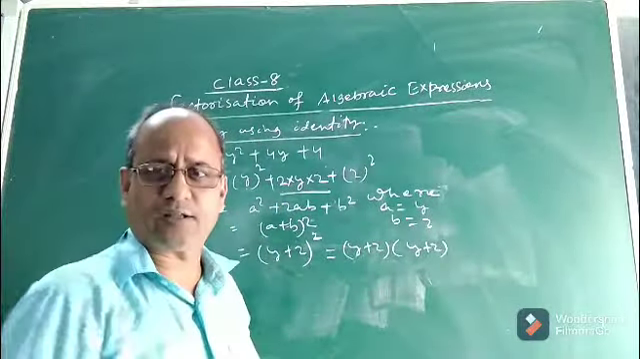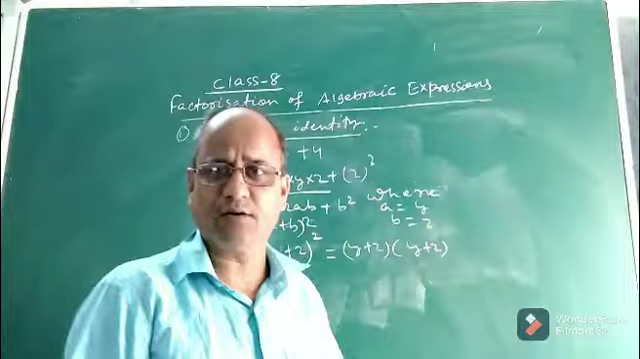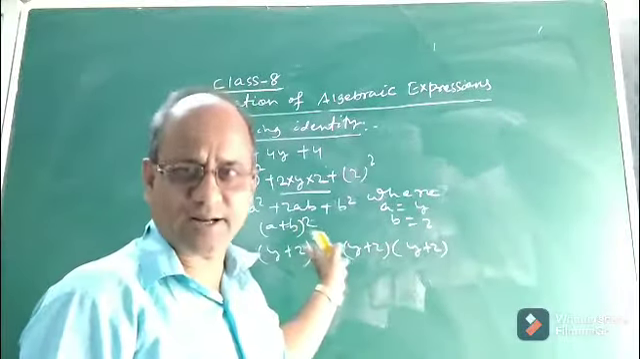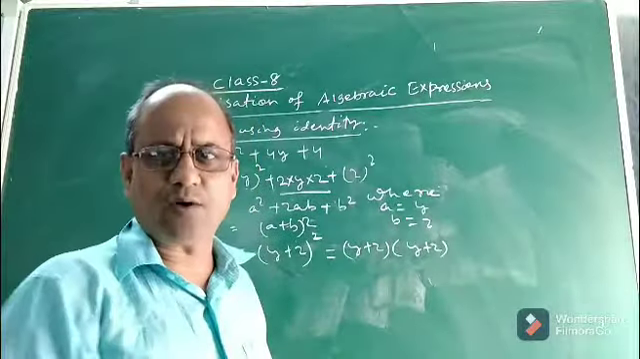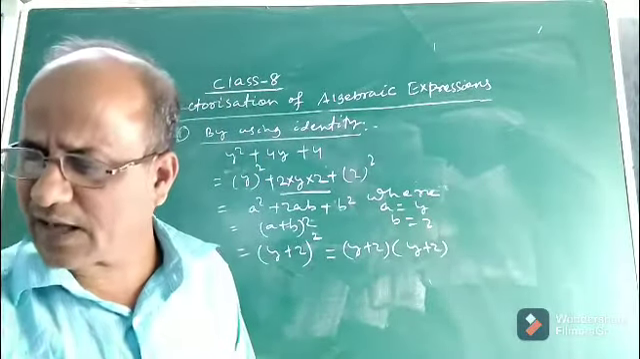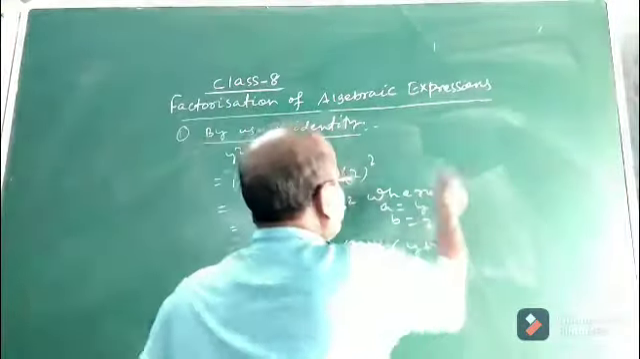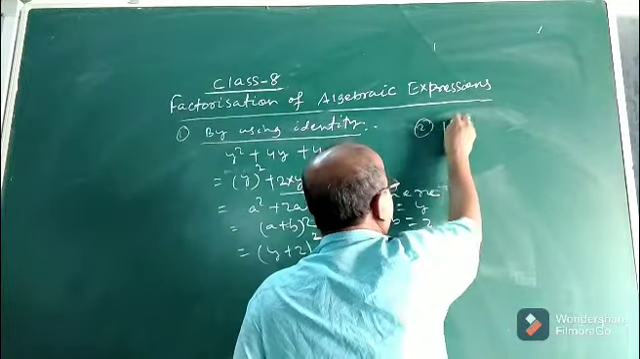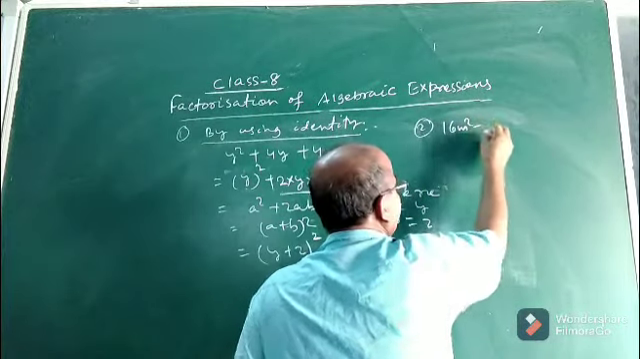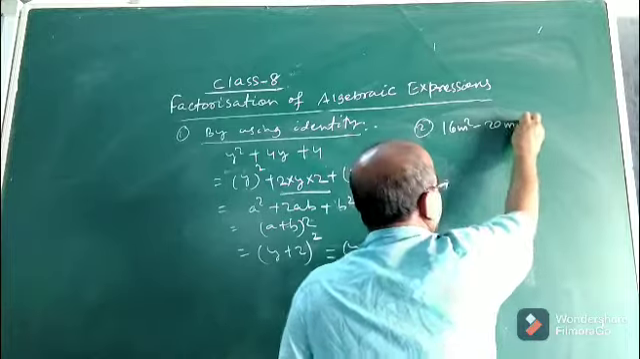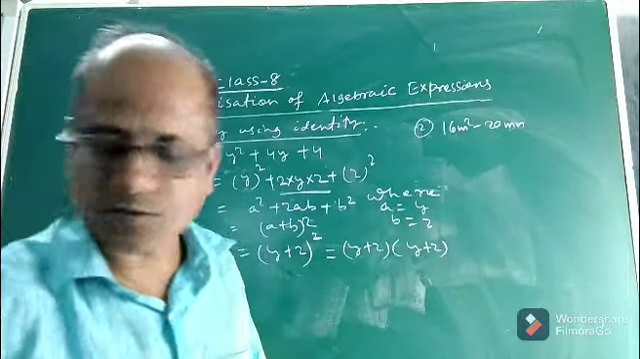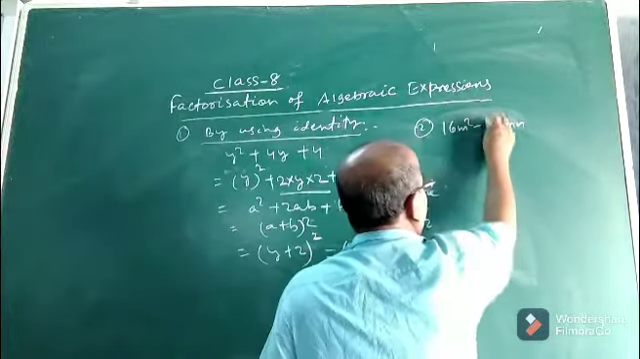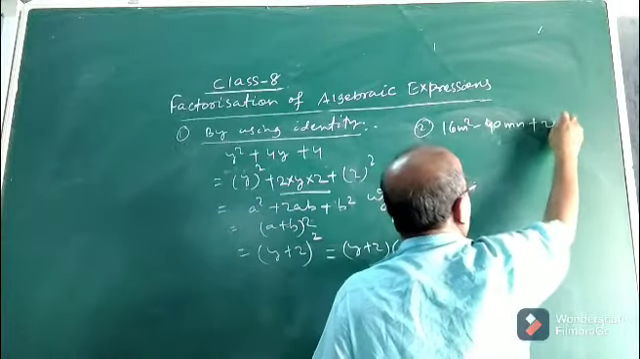Okay, I did not use any other method than what I had read in class 7. By the use of the first algebraic identity, I could factorize this. Let me discuss another one. Suppose you are given another question: 16m square minus 40mn plus 25n square.